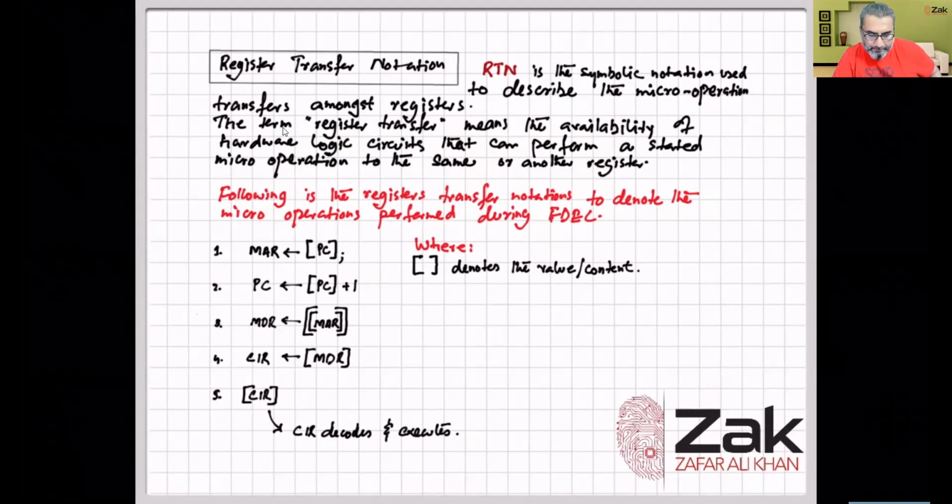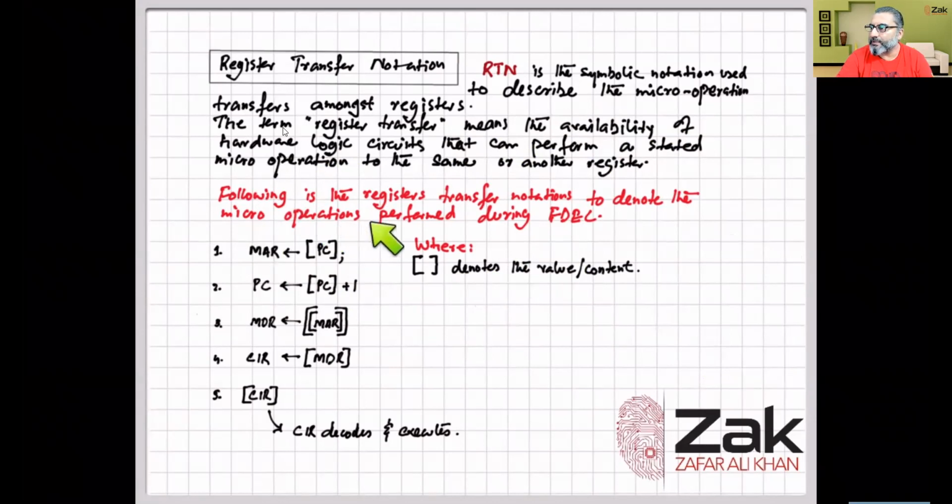Fetch, decode, execute cycle. The term register transfer means the availability of hardware logic circuits that can perform stated micro operations to the same or another register. Like PC moves to MAR, MAR moves to memory, memory moves to MDR, MDR moves to CIR, and CIR is executed with the help of ALU and accumulator. So if they are connected and holding up each other for the work, and handing over the data, that is all actually micro operations.